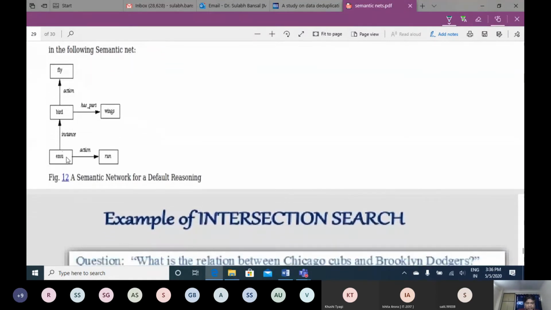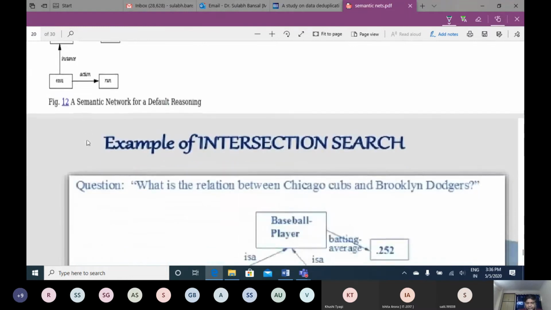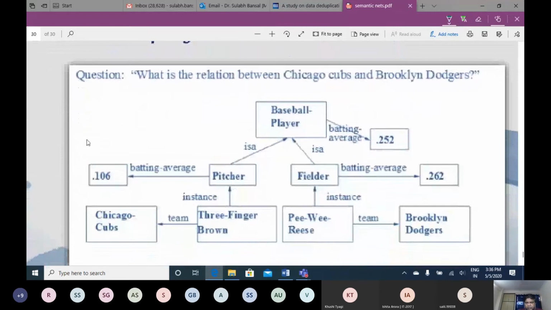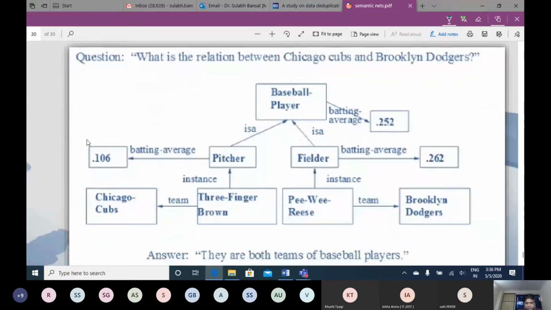So if you want to say EMU is having wings, do EMU have wings? So we can infer it from this relation that because EMU is an instance of bird, and every bird has a part which is wings, so EMU should also have wings. What is the relation between Chicago Cubs and Brooklyn Dodgers?